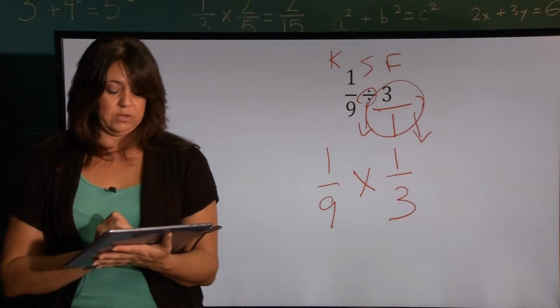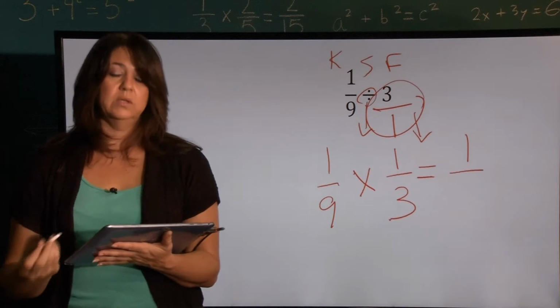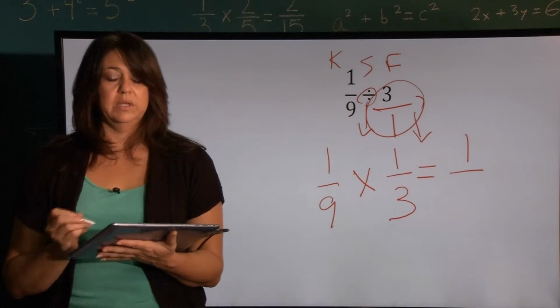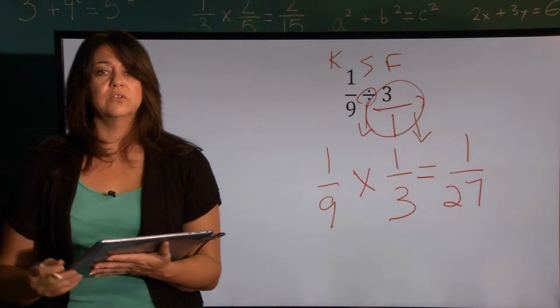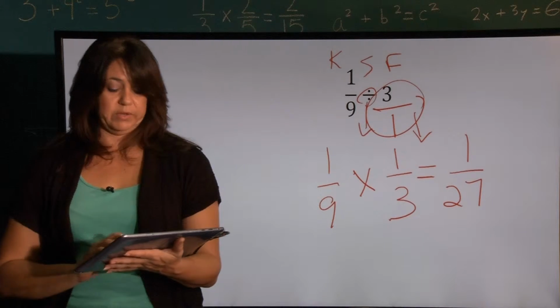Now we multiply straight across the top. 1 times 1 is 1, and straight across the bottom. 9 times 3 is 27. So our final answer is 1 over 27.